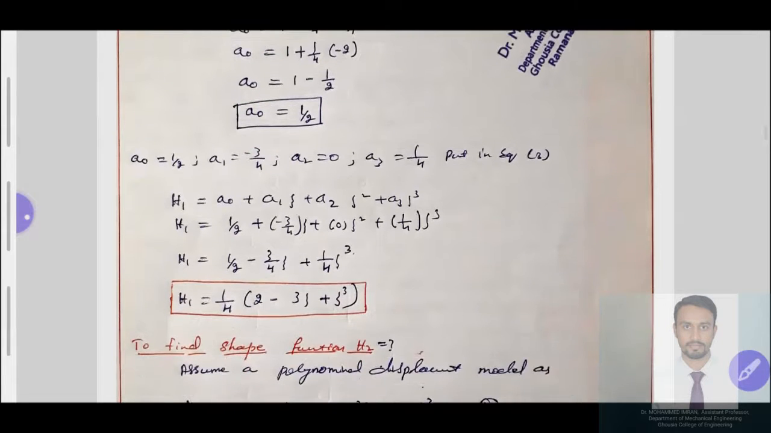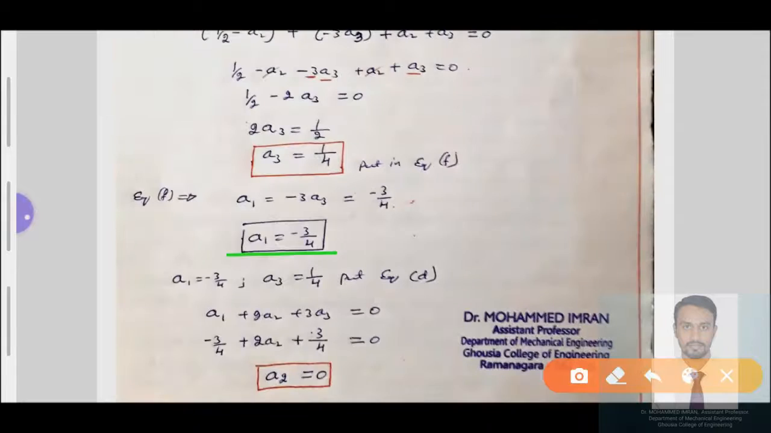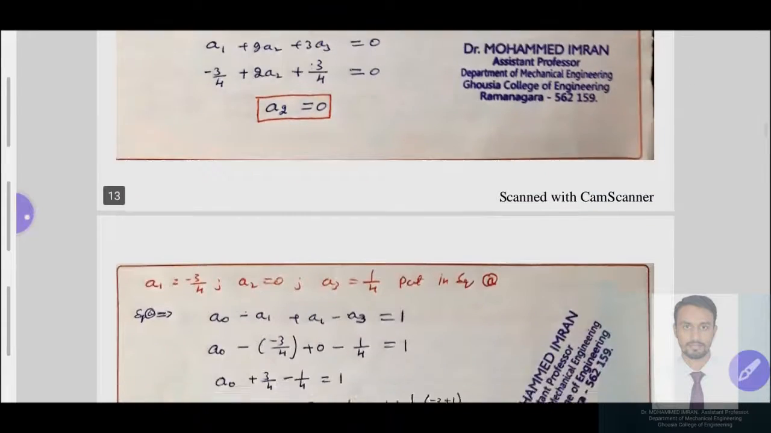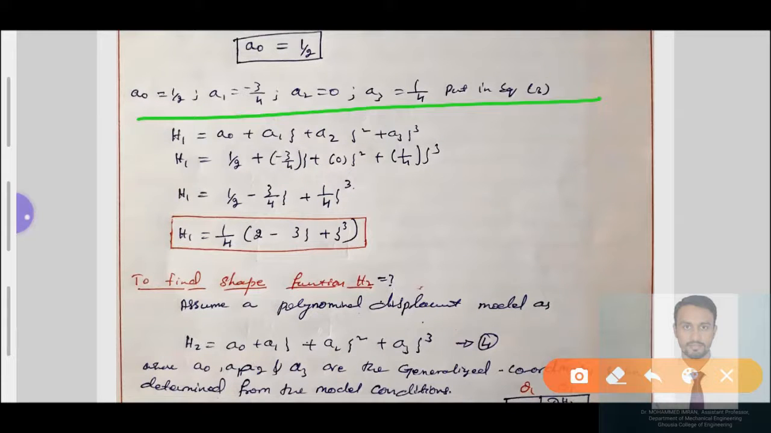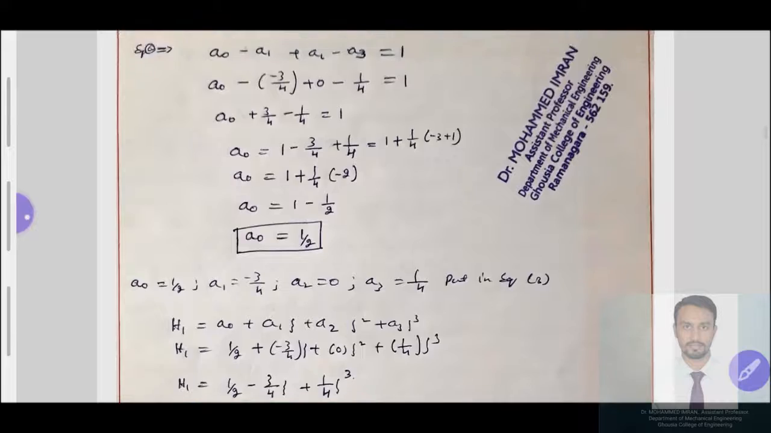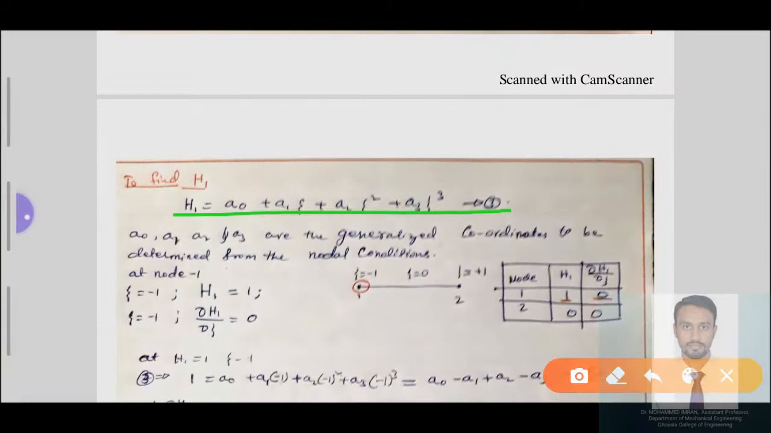Then all the values we got: a0 equals 1 by 2, a1 equals minus 3 by 4, a2 equals 0, a3 equals 1 by 4. All the values we have taken here. These values are substituted in equation number 3, the Hermite shape function for a transverse displacement along the y direction v1. We got the values of a0, a1, a2 and a3, and all the values are substituted in equation number 3.